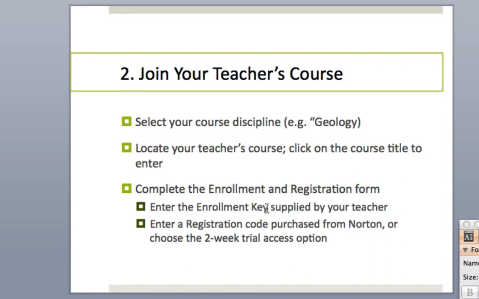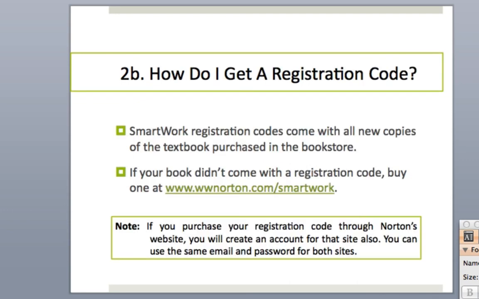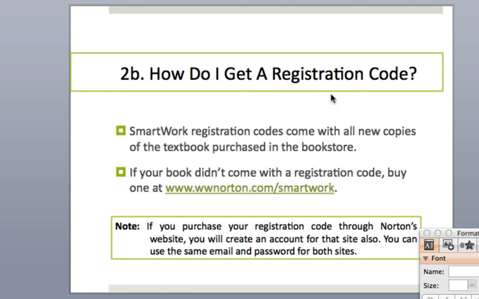And then again, you'll have the enrollment key that I've given you already. And well, here it is right here, capital letters. So you'll enter these, and this enrollment key is also in the syllabus, right? And then as we go along here, we'll see that if you don't have a registration code, you can get it through SmartWork, right? Again, if you purchased a used book and it doesn't have the code, you can always get one. And they're about $21, $25.